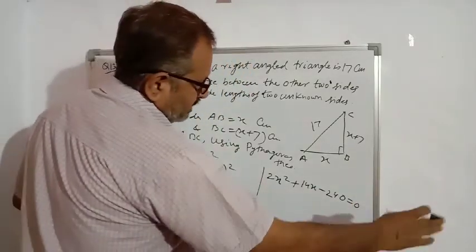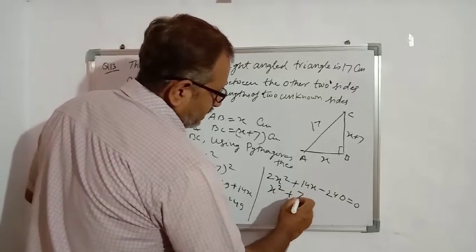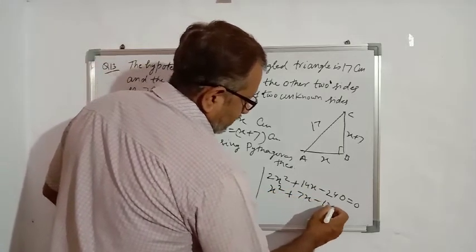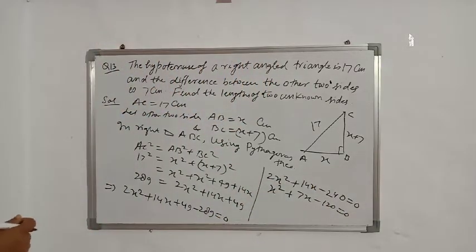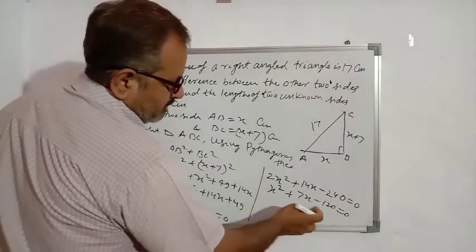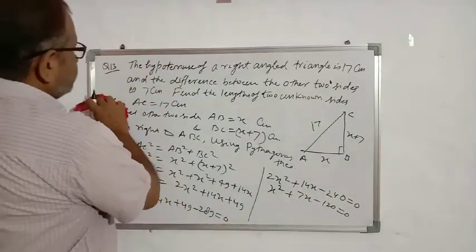We can divide the whole equation by 2. So x square plus 7x minus 120 is equal to 0. It is a quadratic equation in x. We can solve it by factorization method.